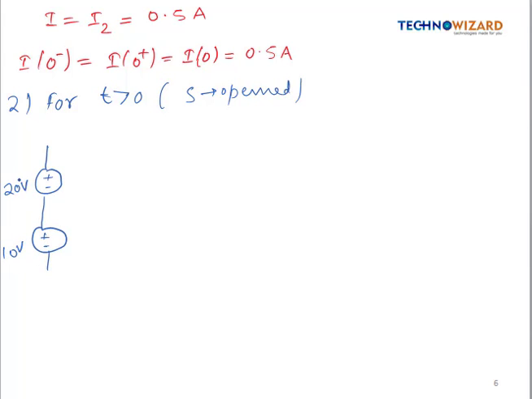Here we have a 20 volt battery, and this is 30 ohm resistance. Now the switch is open, so this is 20 ohm. Now the inductor will remain as it is, so this was 1 Henry and the current flowing is I, right?